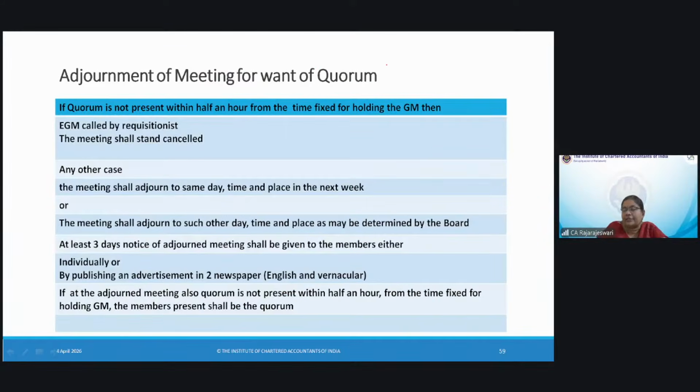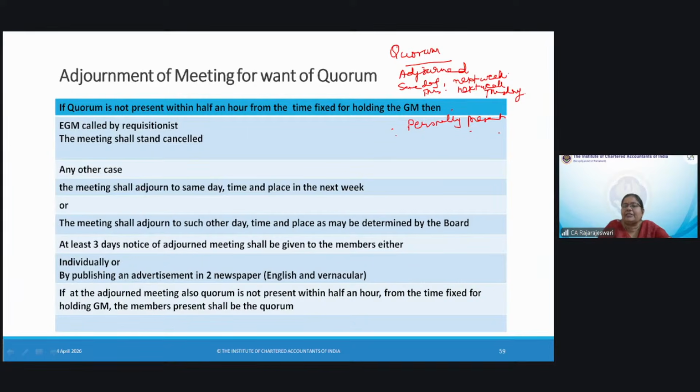Suppose the quorum is not there, what has to be done? It will be adjourned. Adjourned means the meeting will not be held on that day. It will be adjourned to the same day next week. Suppose if it is Thursday, next week Thursday it will be held. And even in that adjourned meeting, if the quorum is not there, then the persons personally present will be the quorum, because otherwise it will get adjourned indefinitely.